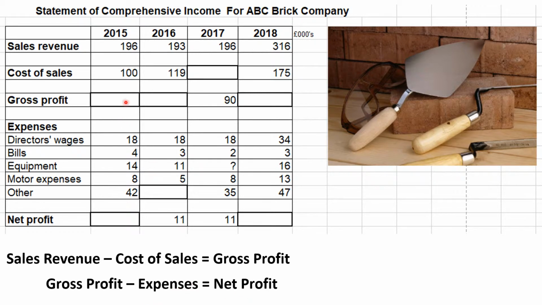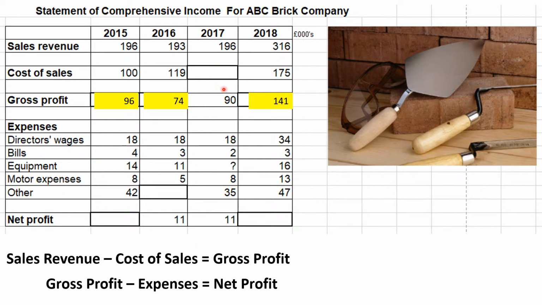So if we have a look at this one here, it is 196 minus 100 equals gross profit. It is there, it is 96. If we look at the second one, it's 193 minus 119, it is 74. And then if we look at the third one, it is 316 minus 175, it is 141.